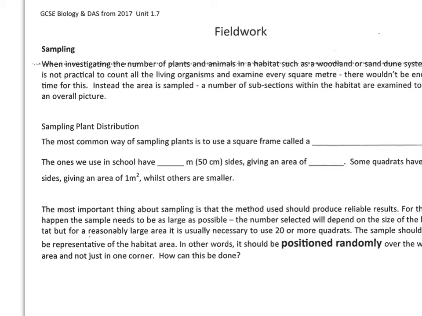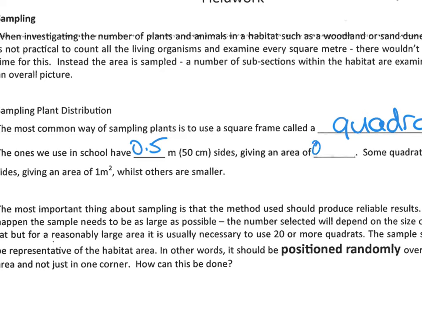So if you're sampling plants, we use a quadrat. That's the name of the little frame. The ones we use in school have sides that are half a metre, 0.5 metres. And the area, therefore, is a quarter of a square metre, so the area is 0.25 metres squared. You can get bigger ones, you can get smaller ones. And if you got a question, it would always tell you the size of the quadrat that we're using.